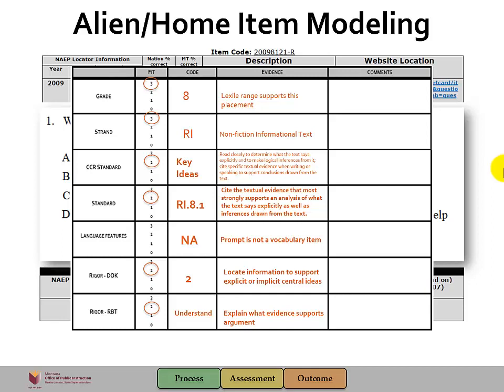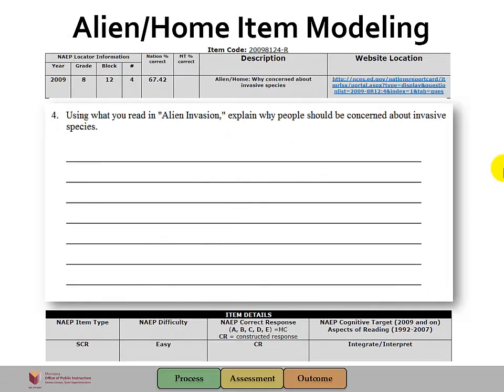The depth of knowledge for this item is level 2. They need to locate information from the passage to support explicit or implicit central ideas. The revised Bloom's taxonomy for this item is understand. Students need to explain what evidence supports their argument. The next prompt: using what you read in the Alien Invasion, explain why people should be concerned about invasive species.